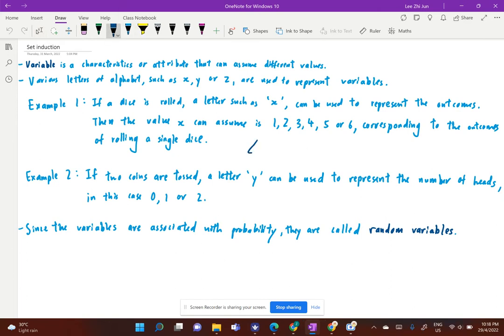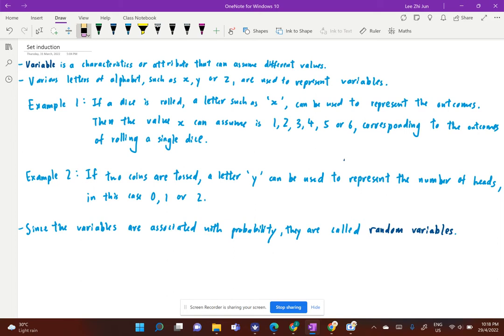As you know, you roll a dice. It has six faces, so it can be one, can be two, can be three like that, or four, or five, or six. So if you roll the dice one time, it will come out one, or two, or three, or four, or five, or six. So the letter X can represent these outcomes. Later you will know how it is presented.